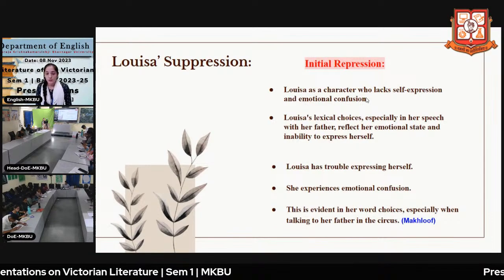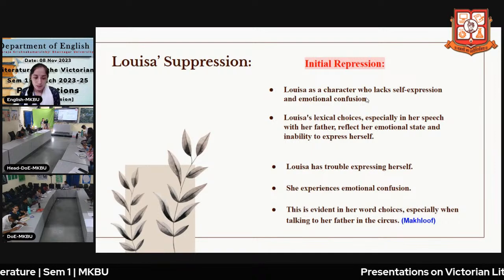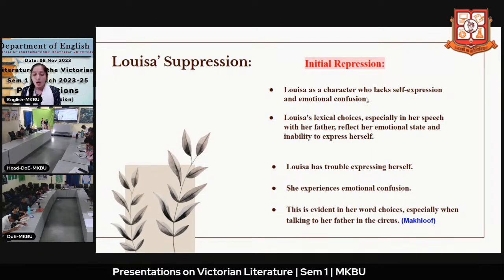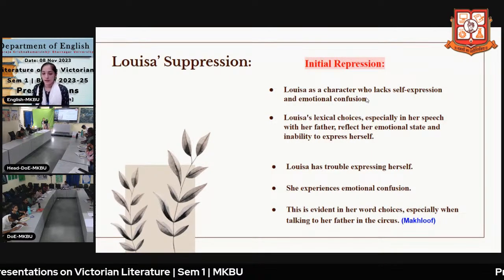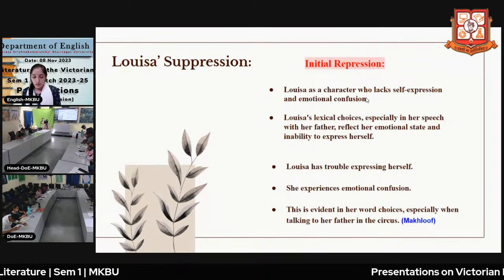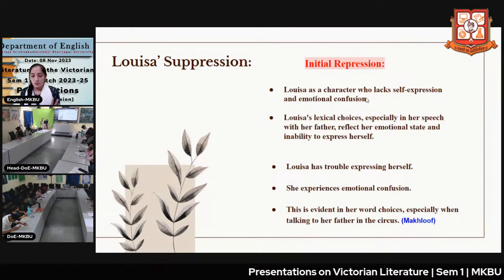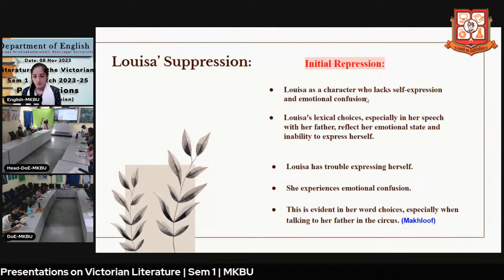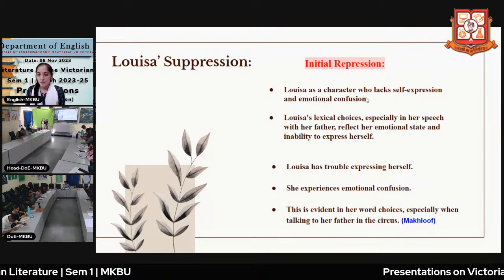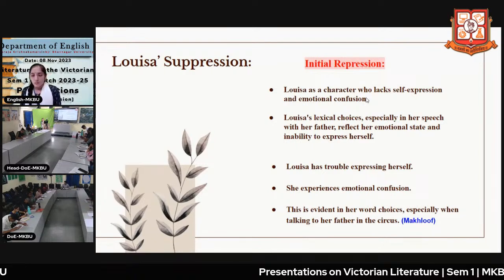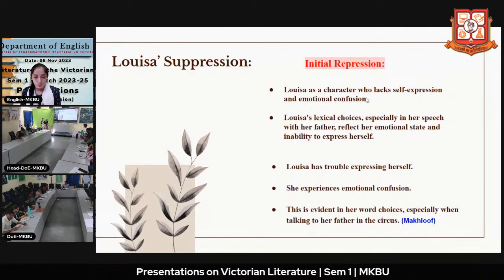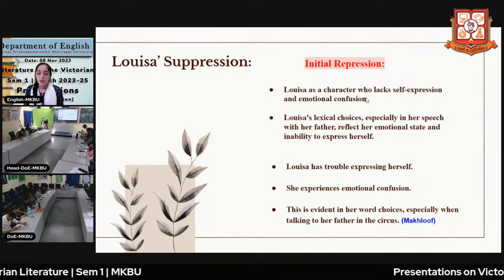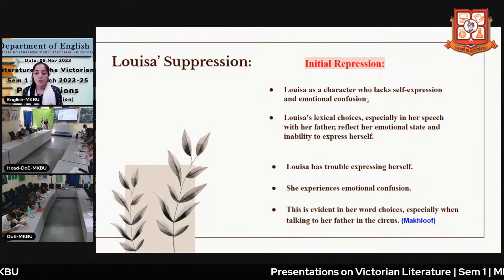So let's discuss Louisa's repression. We can find initial repression in Louisa as a character who lacks self-expression and has emotional confusion. In the beginning there is a scene at a school, and Mr. Gradgrind believes that there is only one truth, which is fact and fact. So there is no need for any emotional or imaginative world. So Louisa also faces problems with self-expression, and she feels emotional confusion.